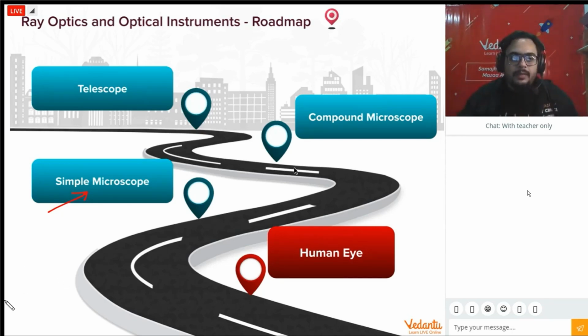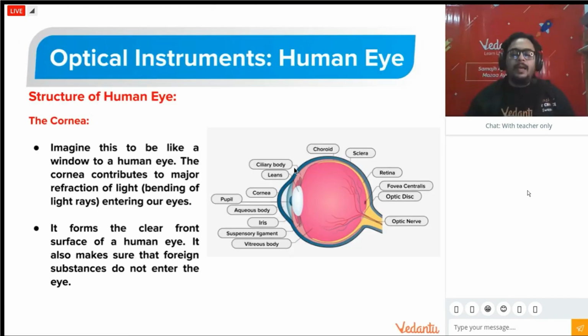And one thing that we have to start with is the human eye. Now, biology students obviously know this very, very well. But for the engineering students, I know you have studied this in class 10th also. So we'll just have a quick summary of it.